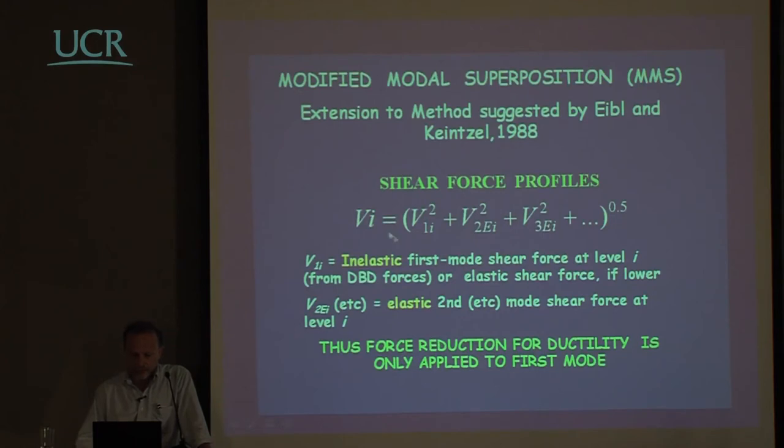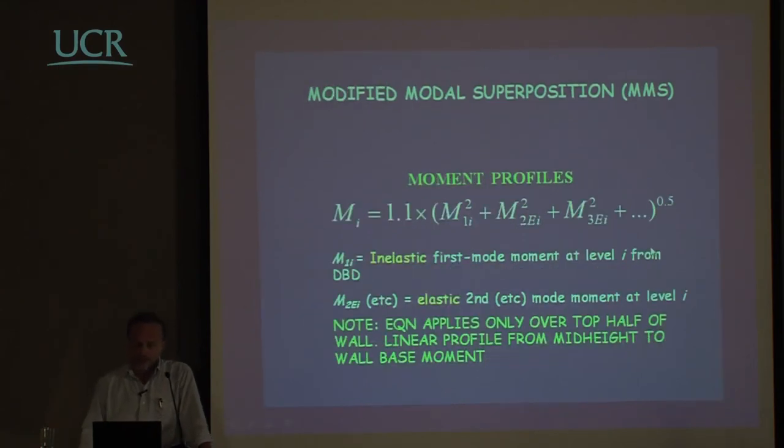So this proposal is one where the shear force profile should be obtained from the inelastic first mode shear force plus the elastic second and third modes and so on. Normally you don't need many, but second and third and so on. And this should also be done for the bending moment, where the bending moment profile is given by the combination of the first inelastic bending moment plus the other modes in their elastic shape. And of course, they are squared and taken under a square root.